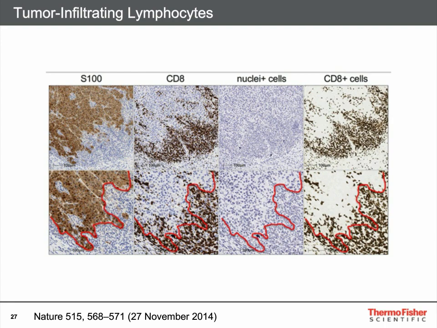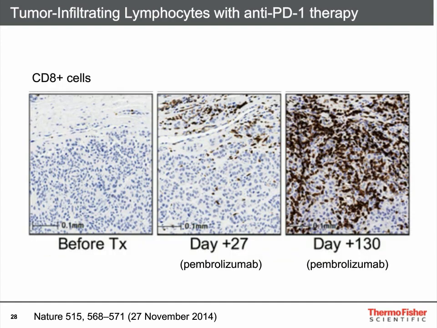And so the goal of the checkpoint blockade antibodies in this example is to block this stop signal provided by both the tumor cells and by other tumor-infiltrating immune cells, enabling the T cells to invade and do their job to kill these cells.